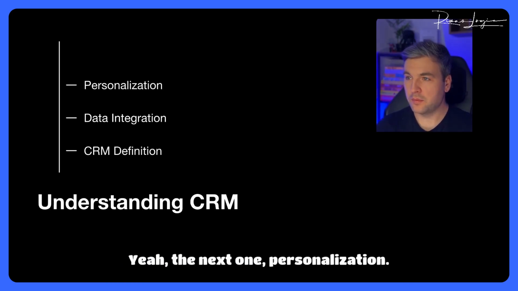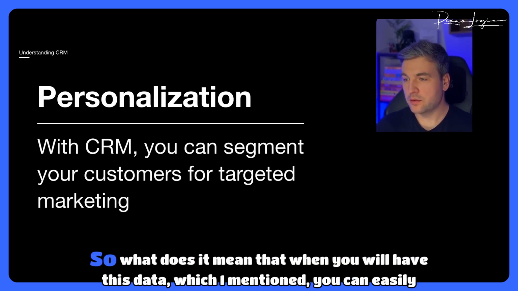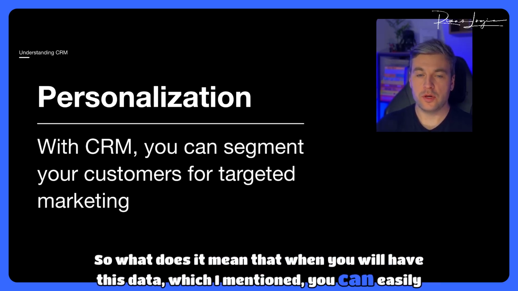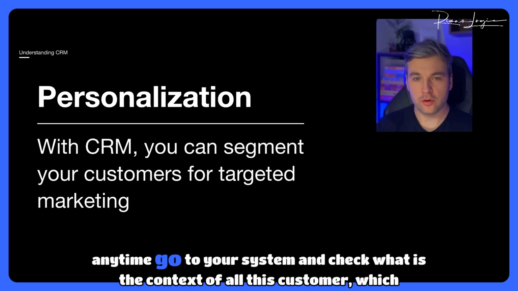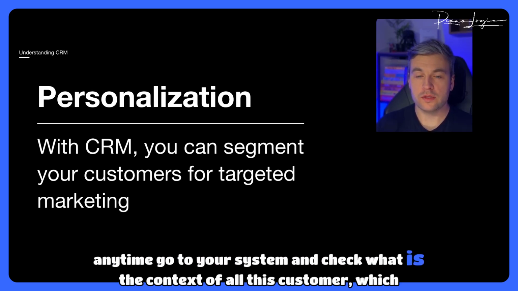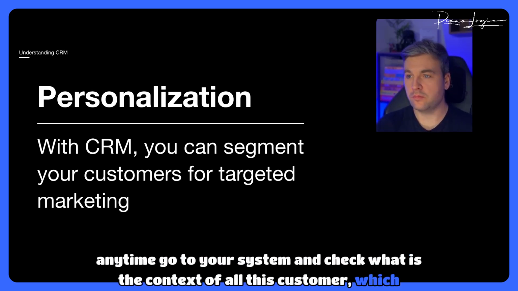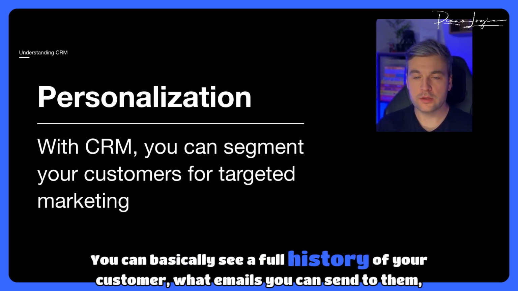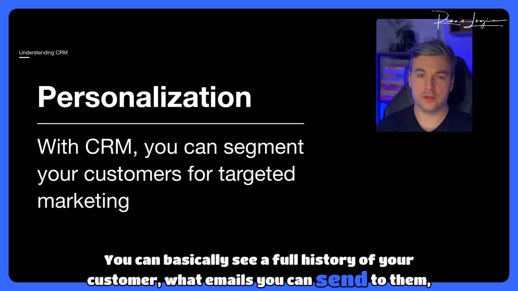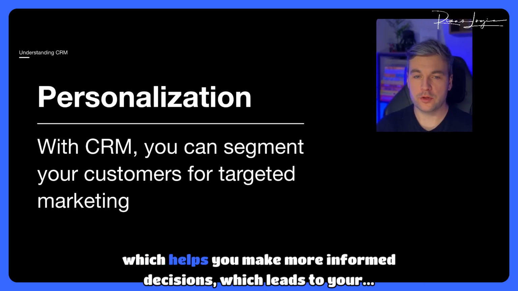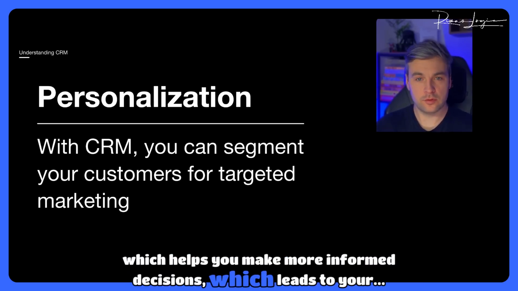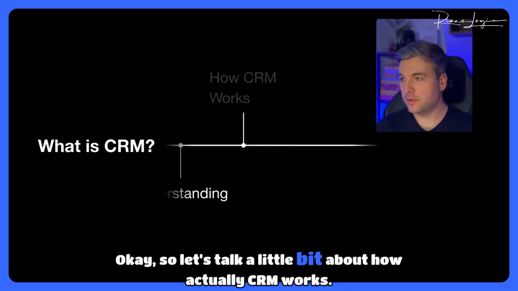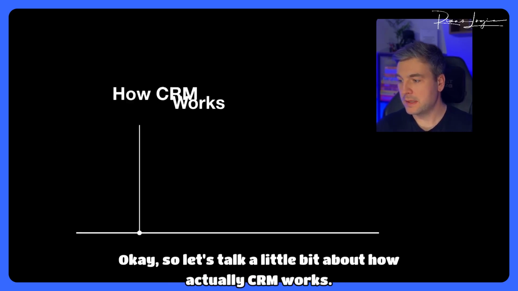The next one is personalization. What does it mean? When you have this data which I mentioned, you can easily, anytime, go to your system and check the context about this customer, which products they're buying the most, and so on. You can basically see a full history of your customer, even what emails you sent to them, which helps you make more informed decisions, which leads to better service and better products.